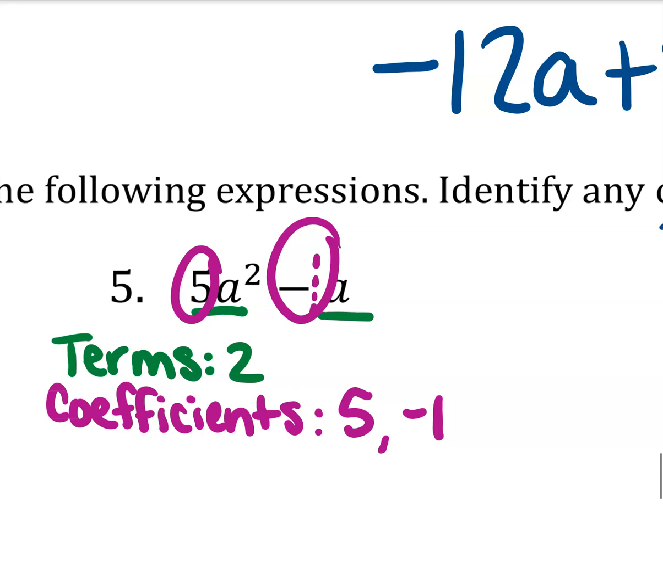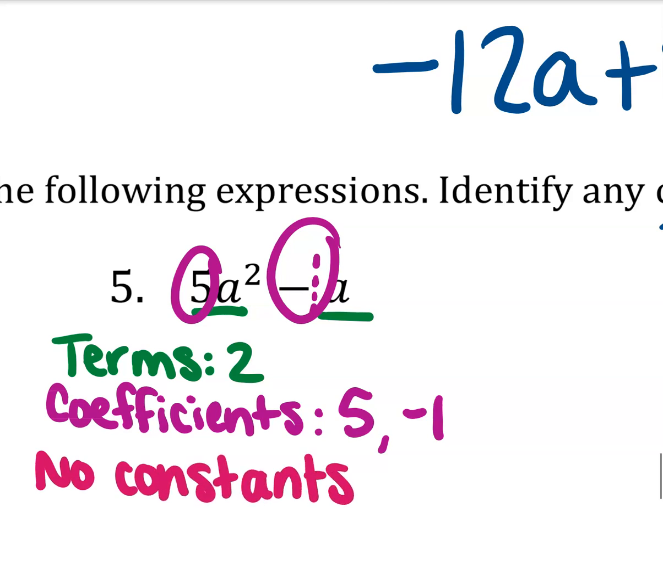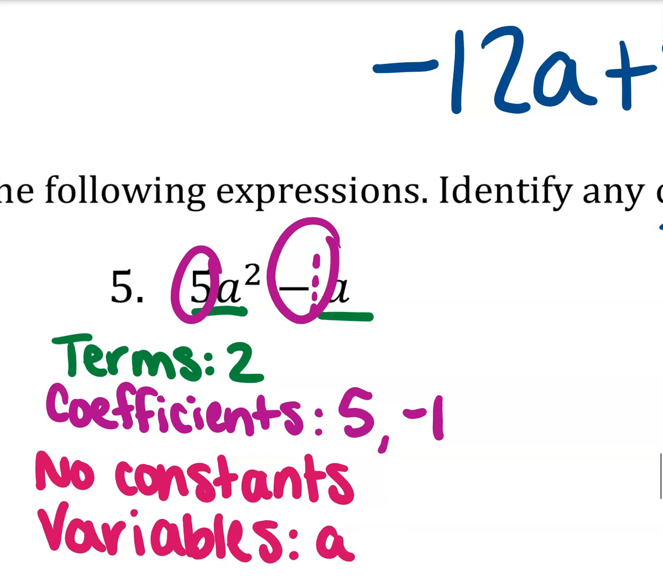Constants. So the numbers by themselves, there aren't any. Okay, so you could put no constants because there aren't any. And then there's one variable in this one. It's just A. So you can put variables and you can put A.